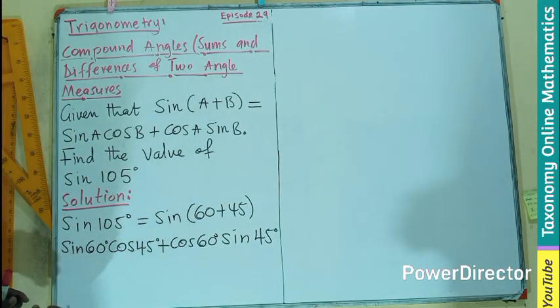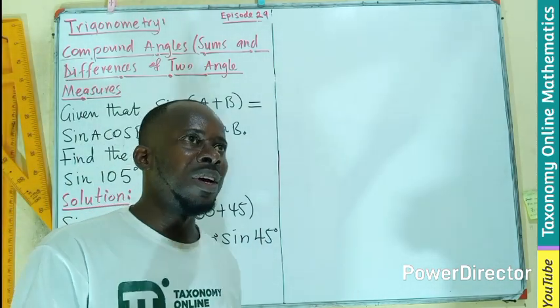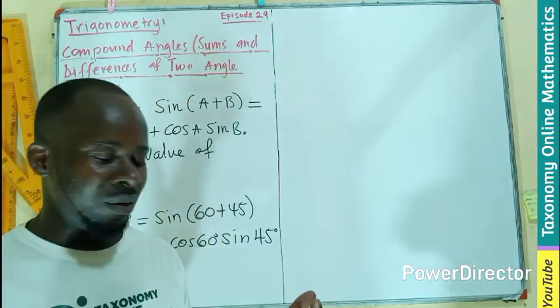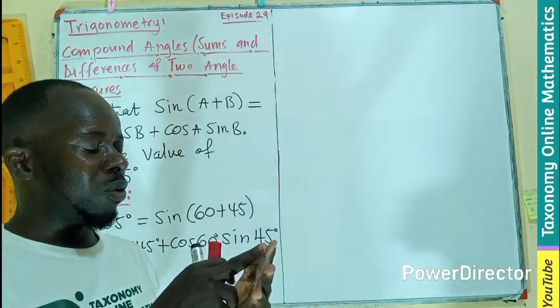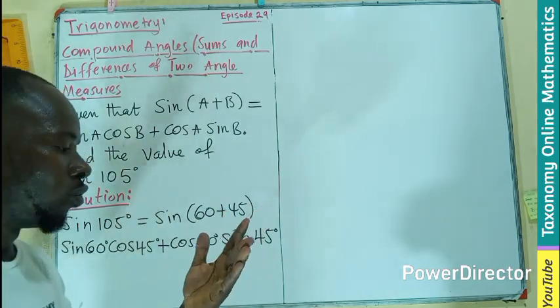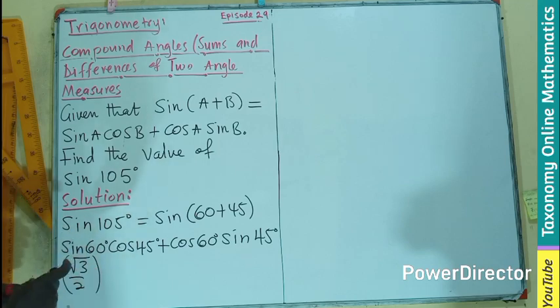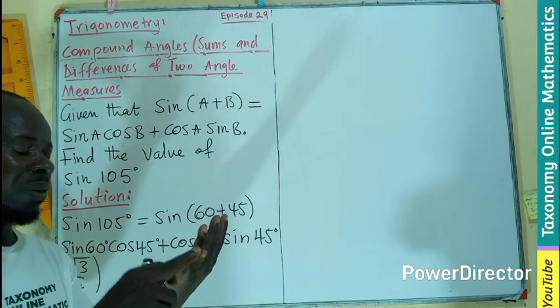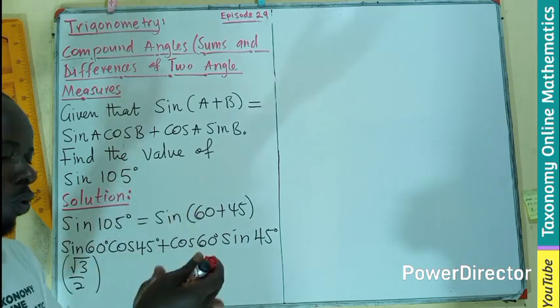So what we need to do is to replace those values by their respective function values. We know 0, 30, 45, 60. So sine 60 is going to be root 3 on 2. So here I'll have root 3 on 2 multiplying sine 45. So this is going to be 0, 30, 45, so root 2 on 2.